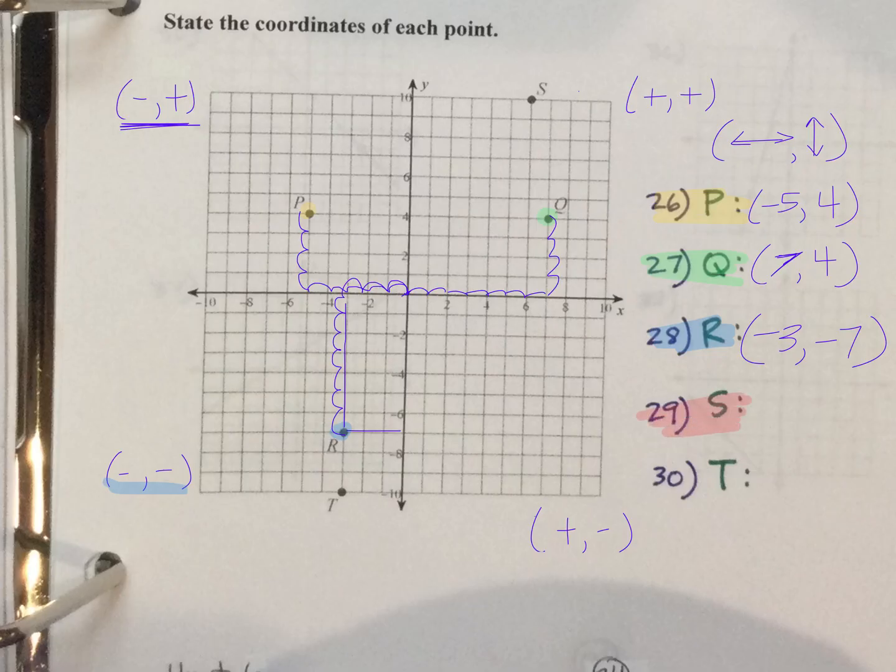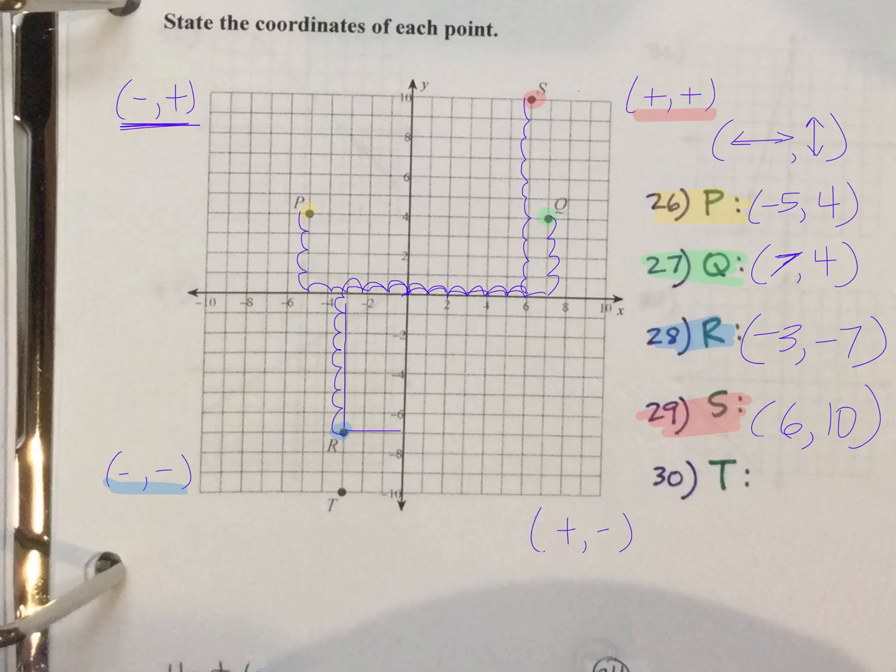S. S is way up here. It's in the positive, positive. So first I'm going to go over 1, 2, 3, 4, 5, 6. So I went over positive 6. Now I got to go up 1, 2, 3, 4, 5, 6, 7, 8, 9, 10.